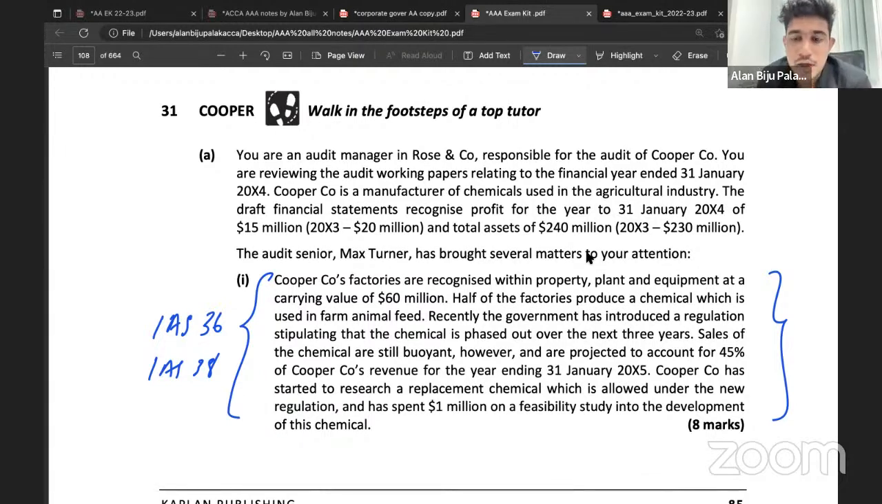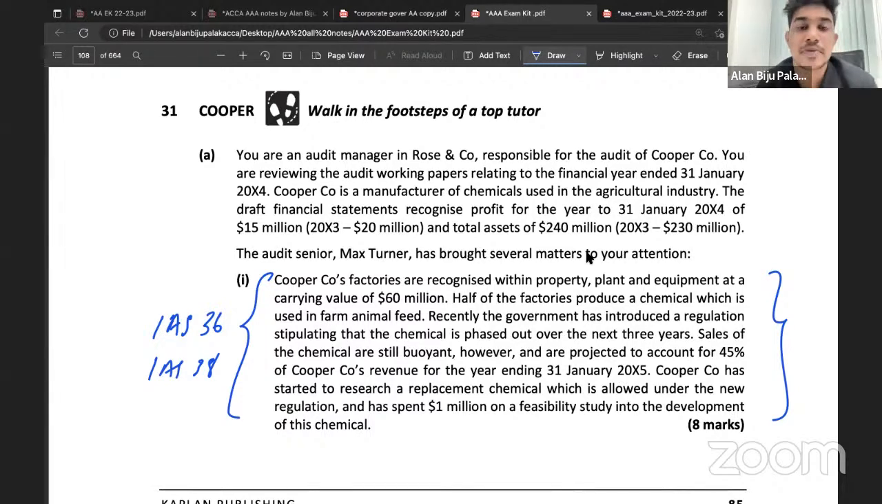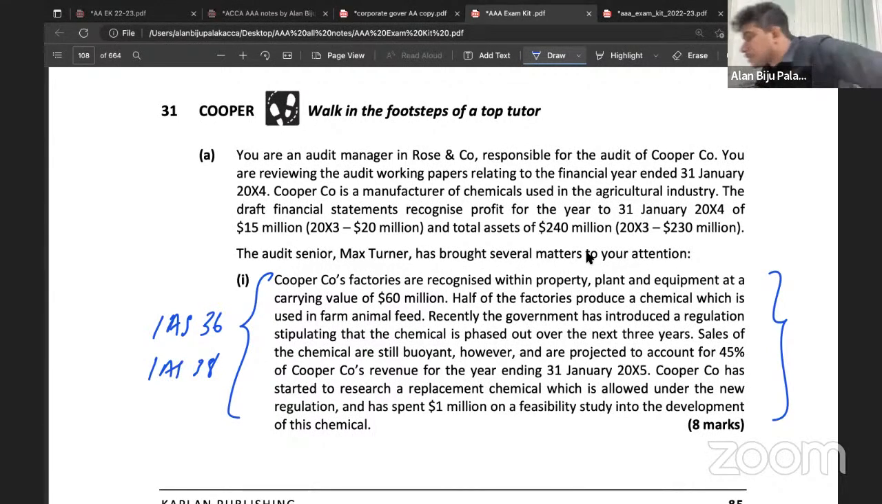Yeah. And what about the replacement chemical? How do we need to treat it as per IAS 38? Research expense. Yes, because it is clearly specified that the company has spent 1 million purely for a feasibility study. Since the company has spent it specifically for this feasibility study, it has to be treated as part of the company's research expenses and should be expensed in the company's P&L.